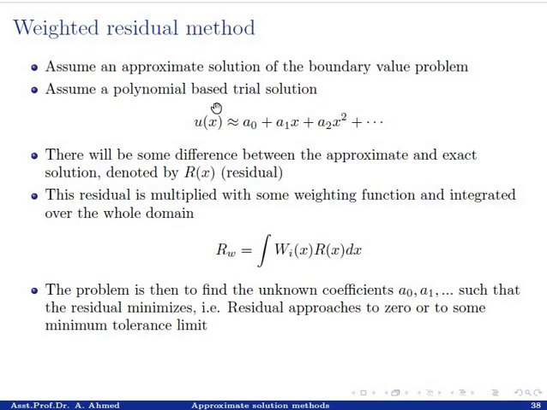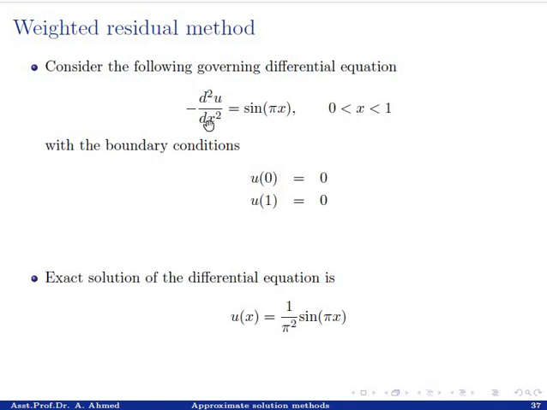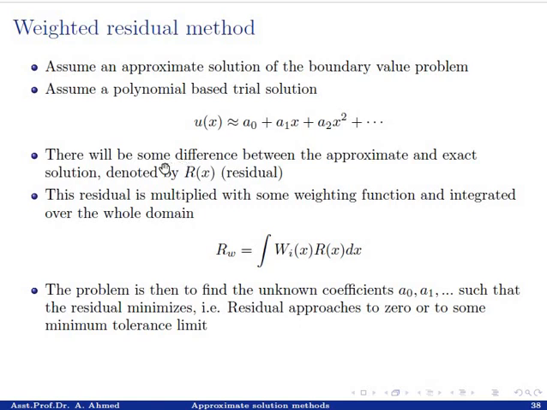Now, according to the weighted residual method, or in the approximate solution method, first of all, assume the trial solution in the form of a polynomial, a0 plus a1x plus a2x square. When you put this solution back in this differential equation, the residual must be equal to 0, but that residual might not be equal to 0. There will be some difference between the approximate and the exact solution, and let that be denoted by residual r.